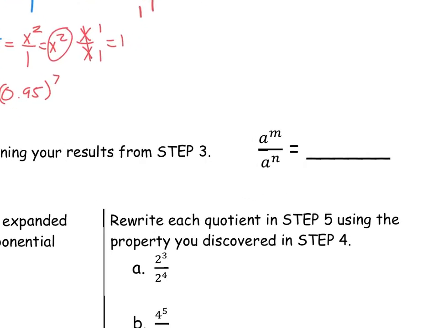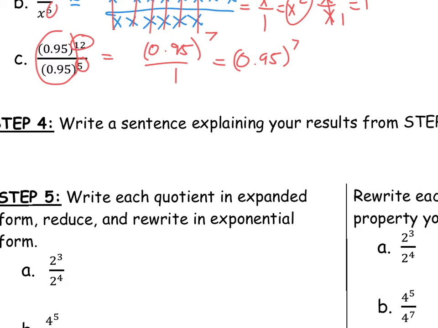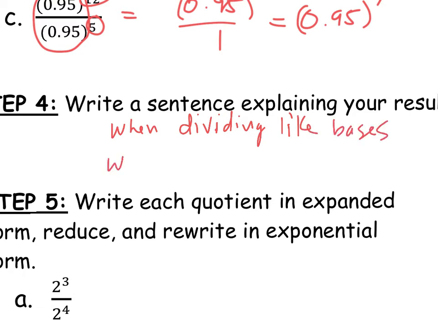So how does this work? A little rule of thumb is you subtract these exponents when we're dividing. So this becomes a, because they have the same base, a, to the m minus n power. So if I'm going to write the next sentence explaining this, when dividing like bases, we subtract exponents.